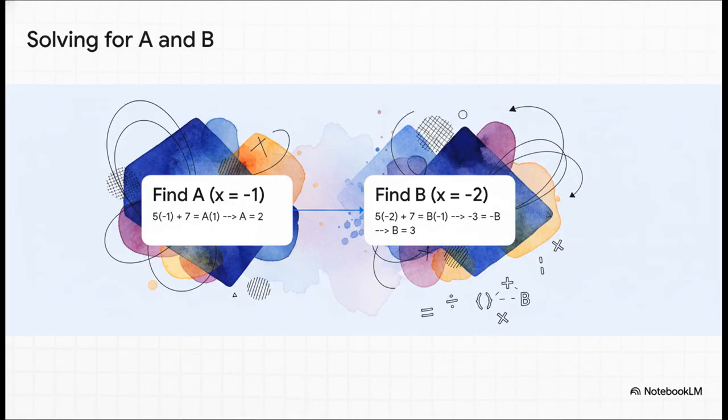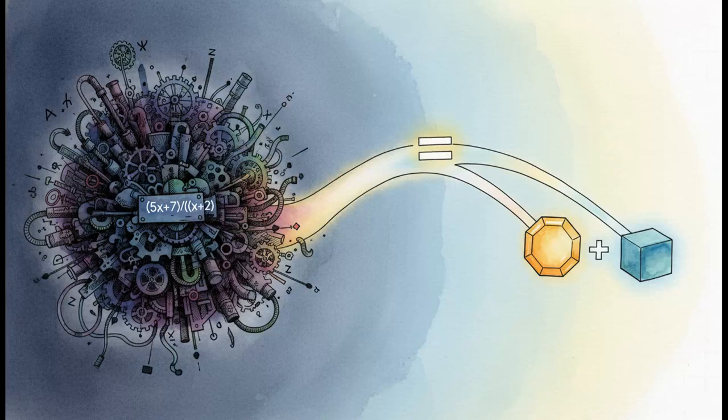And we can pull the exact same trick to find b. To make the a term disappear, we just need to make x plus 2 equal to 0. So we let x equal -2. Plug it in, run the numbers, and we find out that b is 3. See how elegant that is? We just isolate one variable at a time. And there it is! We did it! That messy fraction we started with is actually just 2 over x plus 1 plus 3 over x plus 2. We have successfully taken it apart.